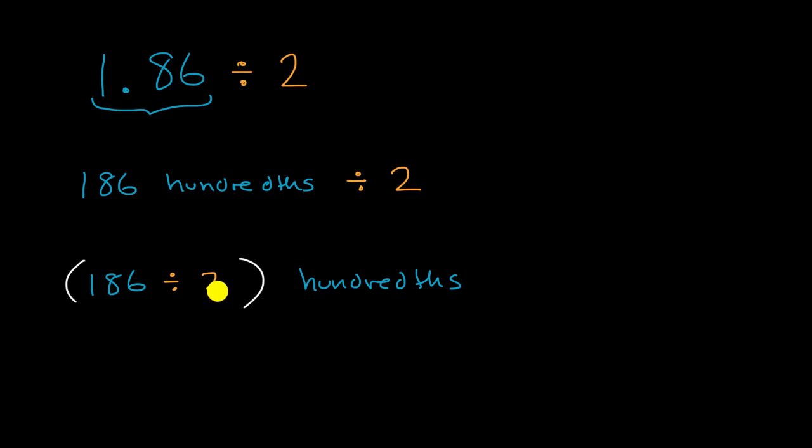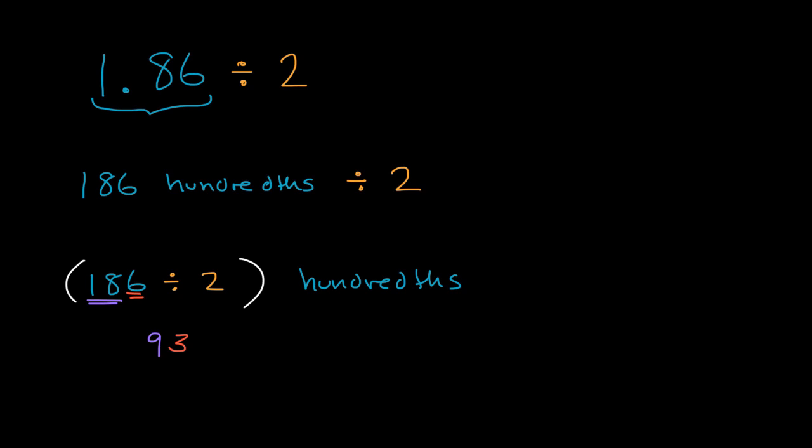Some of you might be able to do it in your head. Some of you might want to use some paper. The way I like to think about it is, if I were to take the 6 ones and divide it by 2, well, that's going to be 3 ones. And then if I were to take the 18 tens and divide it by 2, that's going to be 9 tens. So that gets us to 93.